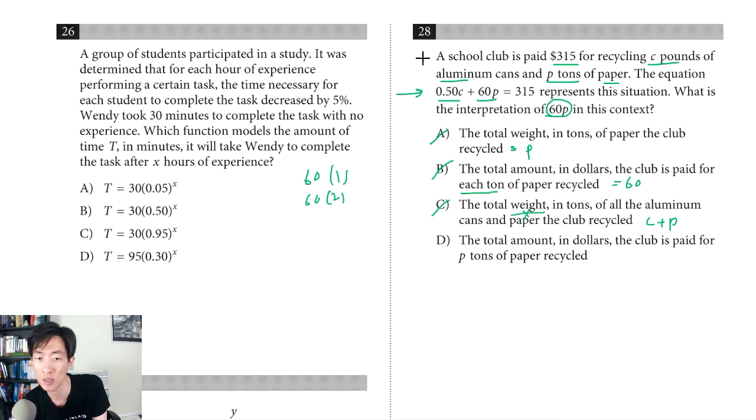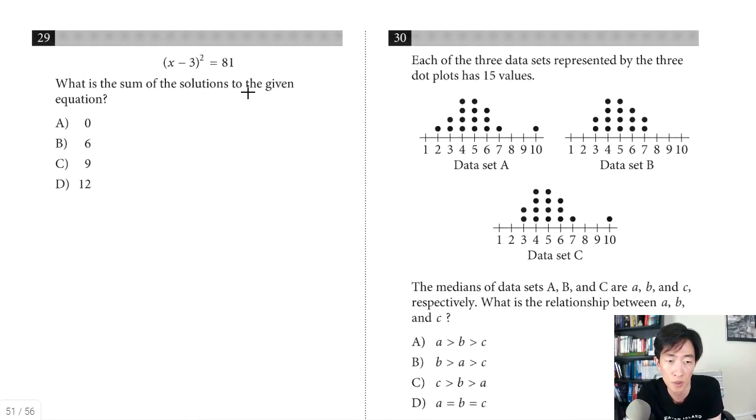Question 29, what is the sum of the solutions to the given equation? So the reason there's going to be more than one solution is because when you take the square root of both sides, you have to consider the positive and the negative possibilities. So let's do that. X minus 3 is either going to be equal to positive 9, or x minus 3 is going to be equal to negative 9. Very simple algebra, x is equal to 12 or x is equal to negative 6. These are your solutions, and you can check them by plugging them back in. So the sum of the solutions is going to be 12 plus negative 6, which is positive 6, and B is the answer.